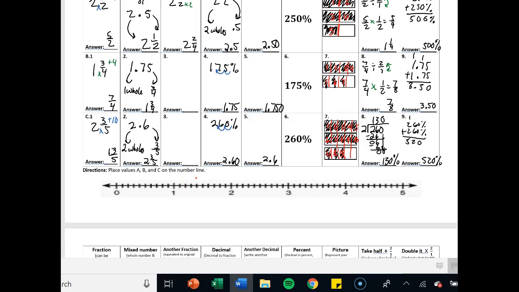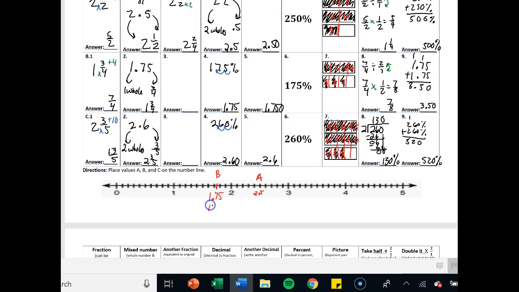So 2.50. That's going to be easy. So 0.1, 0.2, 0.3, 0.4, 0.5. 2.50 is going to be right here. So A, then you can put 2.5, right? 1.75 going to be a little bit more difficult. So go to 1.7. 1, 2, 3, 4, 5, 6, 7, and 75's got to be in between 70 and 80. So B is going to be about right there.